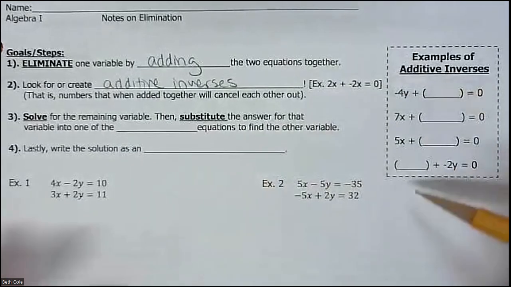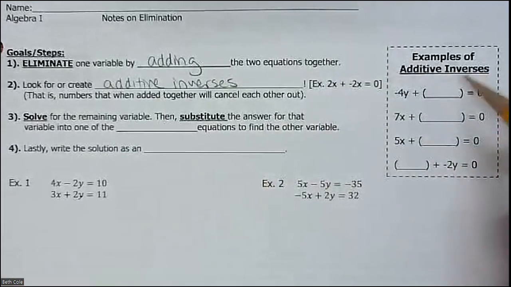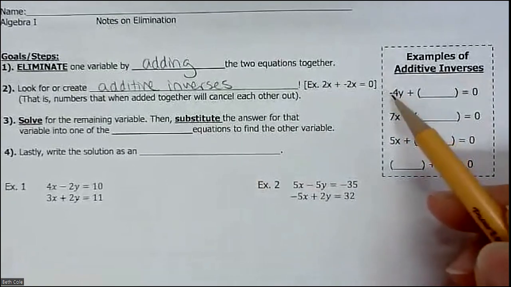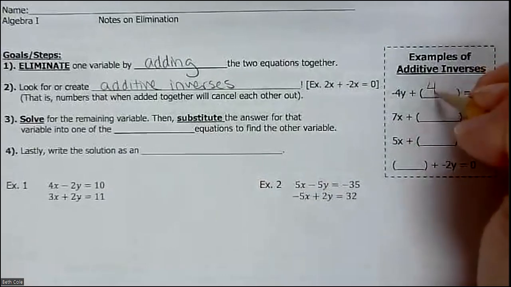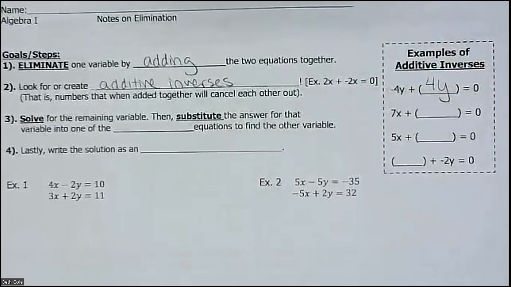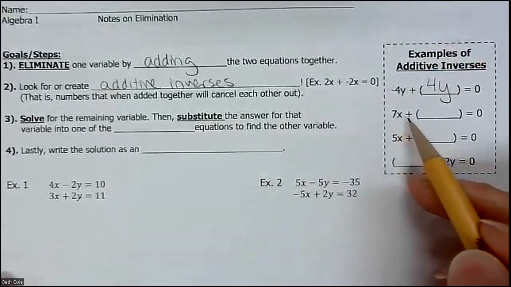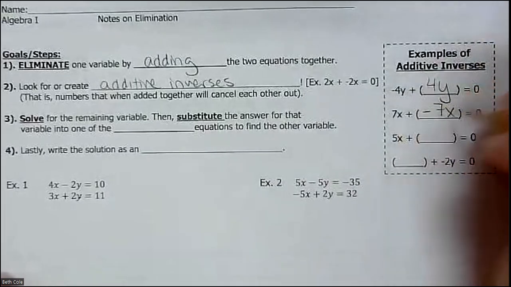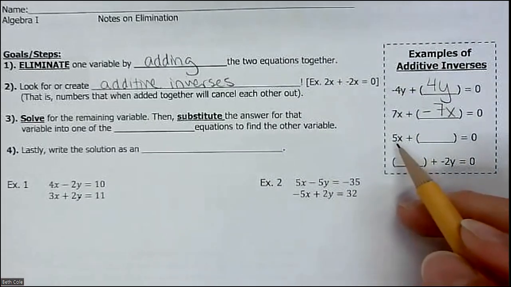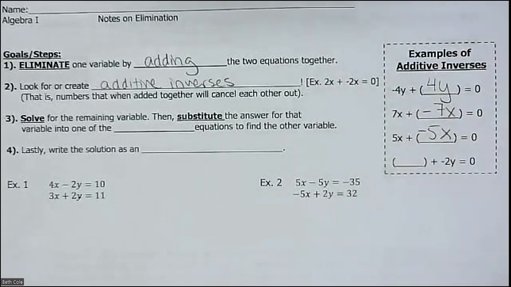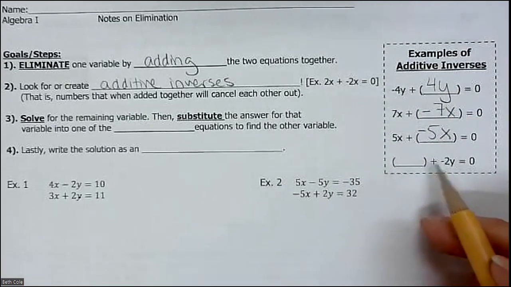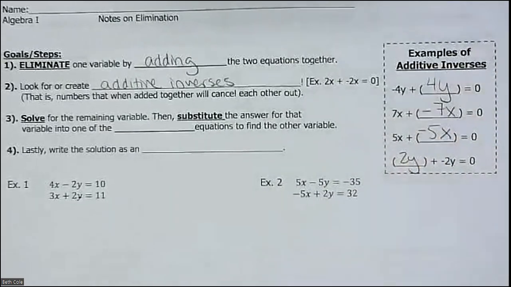So over here, let's just practice real quick finding an additive inverse. If you have a negative 4y, what's going to have to be here to make it eliminate? Positive 4y. I know, it's really difficult, right? 7x would need negative 7x. 5x would need negative 5x. And then this would need to be a positive 2y, okay?